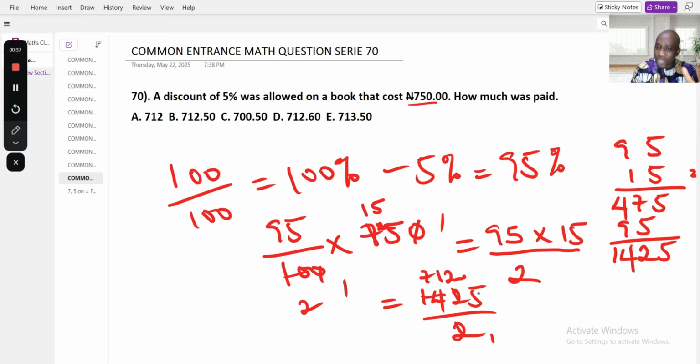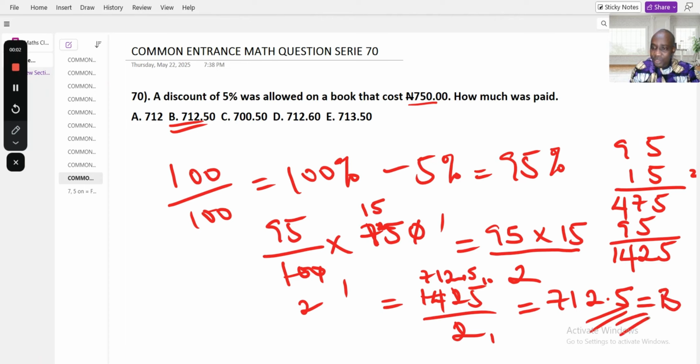You can only see 2 times 2, which is 4. It will remainder 1. Therefore, we are going to add 0 to that 1. Now put a dot here, making 10. How many 2 can you see in 10? That's 5. Our final answer is going to be 712.5. That's our final answer. Do you have that? 712.5. Yes, number B. Our final answer is B.